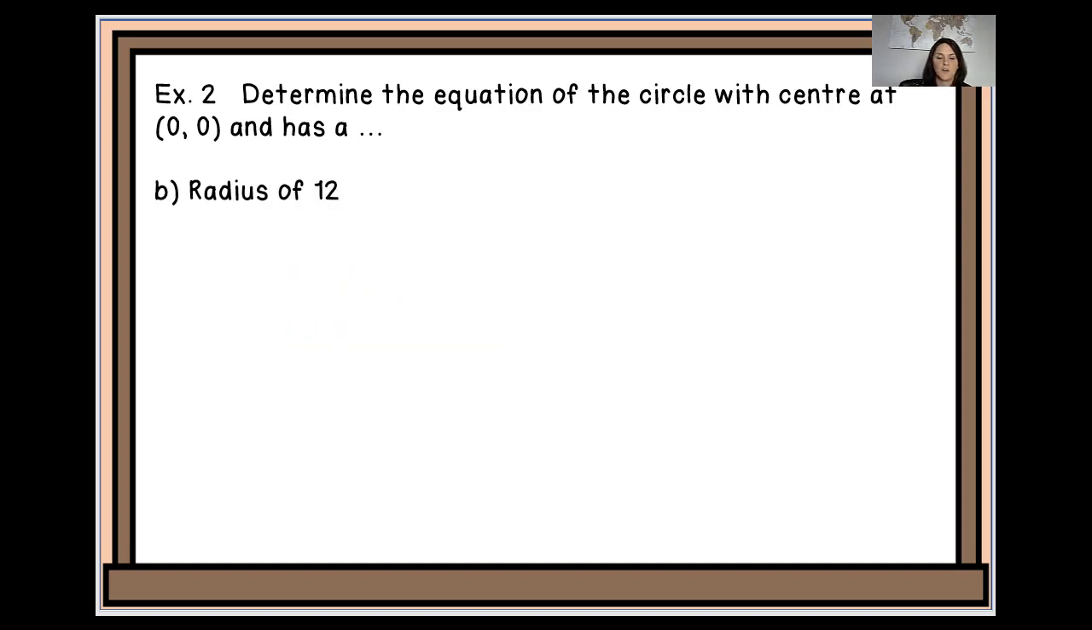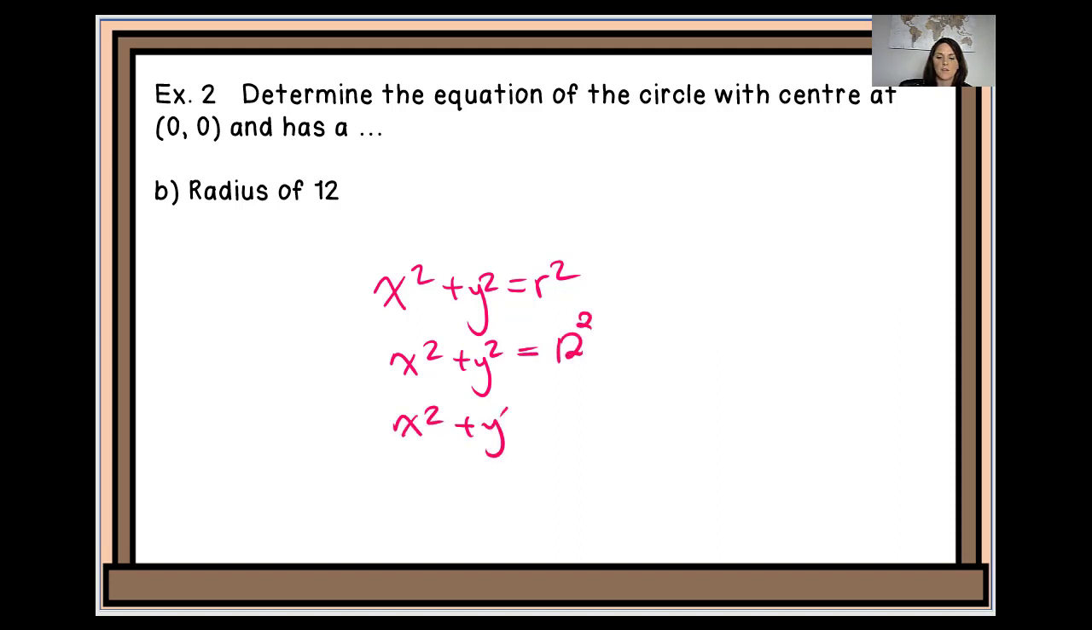Again, we're going to determine the equation of the circle centered at the origin with a radius of 12 this time. So x squared plus y squared equals r squared. x squared plus y squared equals 12 squared. So x squared plus y squared equals 144. That's it. Pretty straightforward. Okay, let's look at our next example.